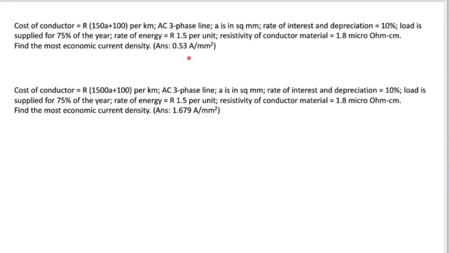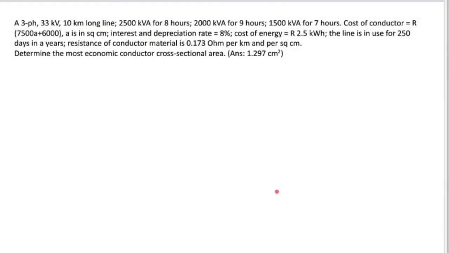Okay, so I put those two different options. With 150A, you will get 0.53. If you have 1500A, meaning 1500A plus 100, then the answer will be 1.679. Right, so you can go to the next one.